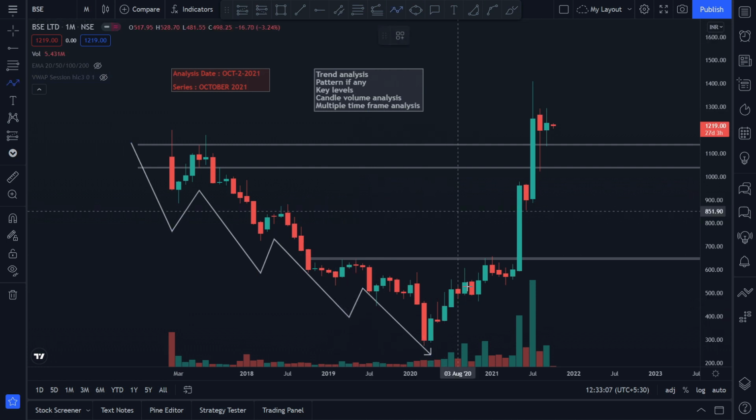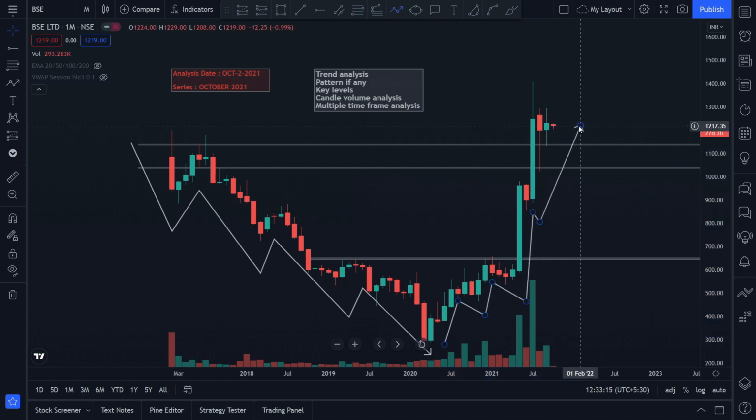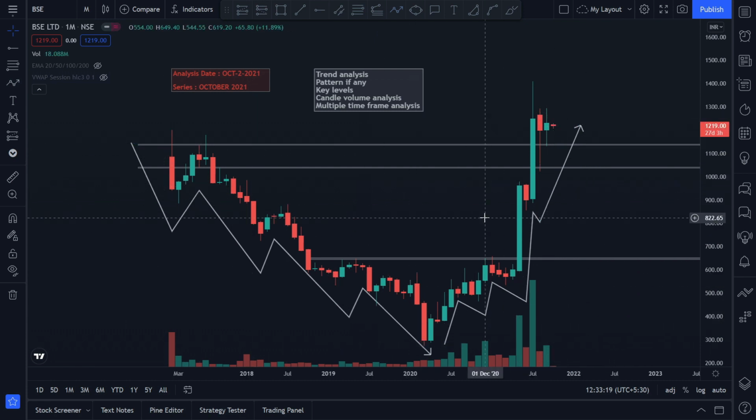And after this reversal, if you see from here, it made a high, it made a low, high, higher low, higher low, and it went on. So this is definitely a V-shaped recovery. The stock we are viewing is on the monthly time frame. In the monthly time frame, in recent time, it is an uptrend. So definitely the stock is looking good.